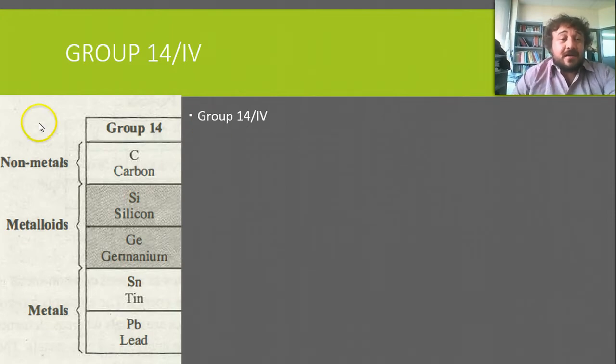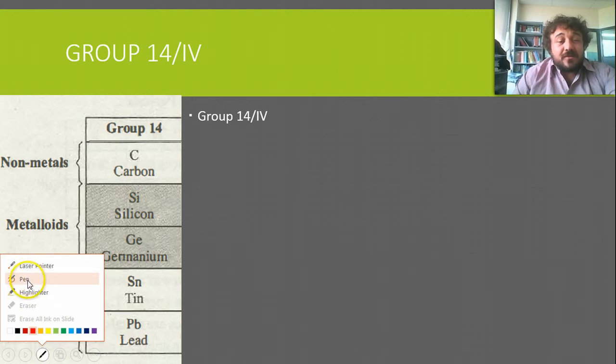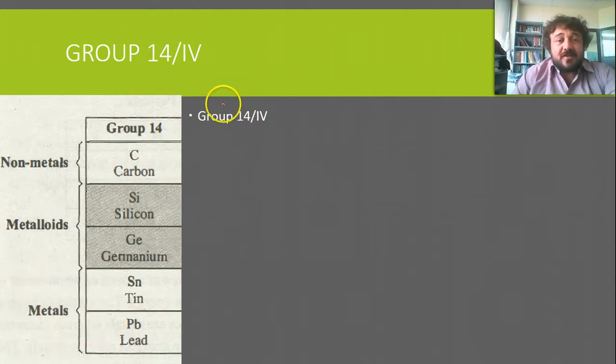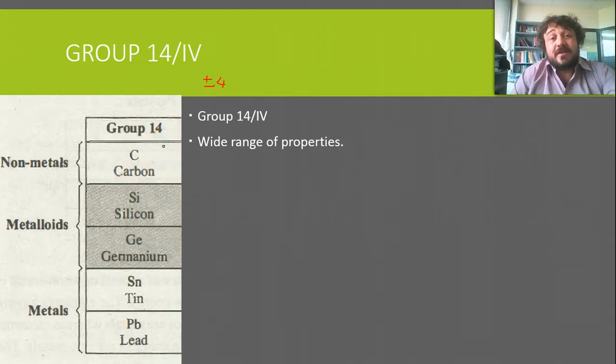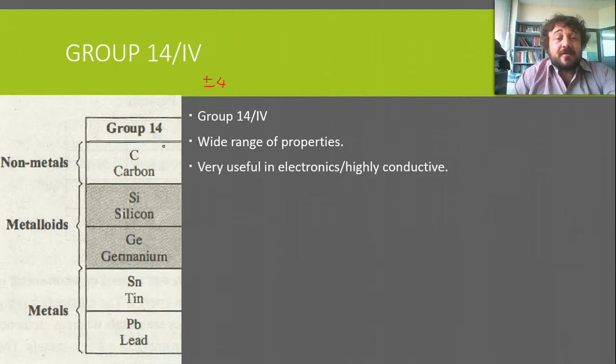Group 4 is this group here, and it's the first group that contains your metals. One thing that we don't mention here is they can have a valency of plus or minus 4. They're in group 4, so they've got 4 electrons in the outer shell. They have a wide range of properties, they vary quite a lot, and carbon can have a lot of different properties just as an atom itself.